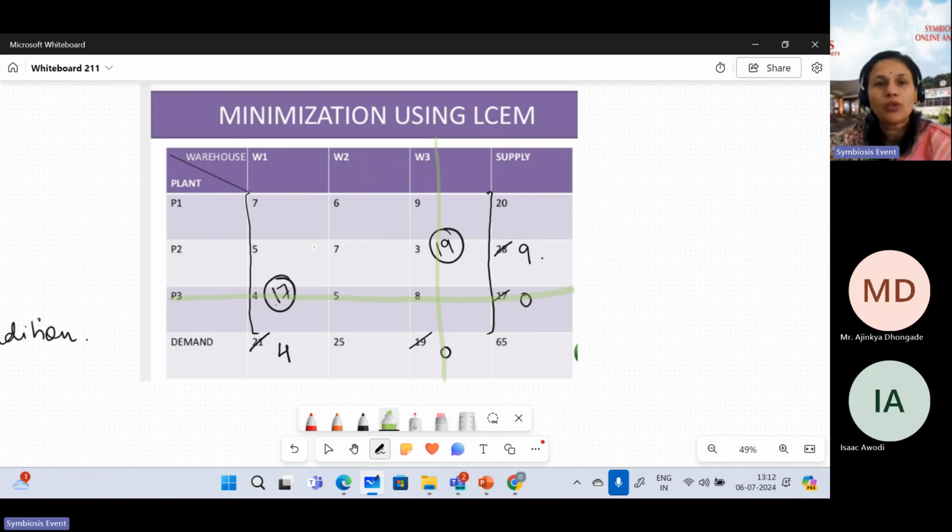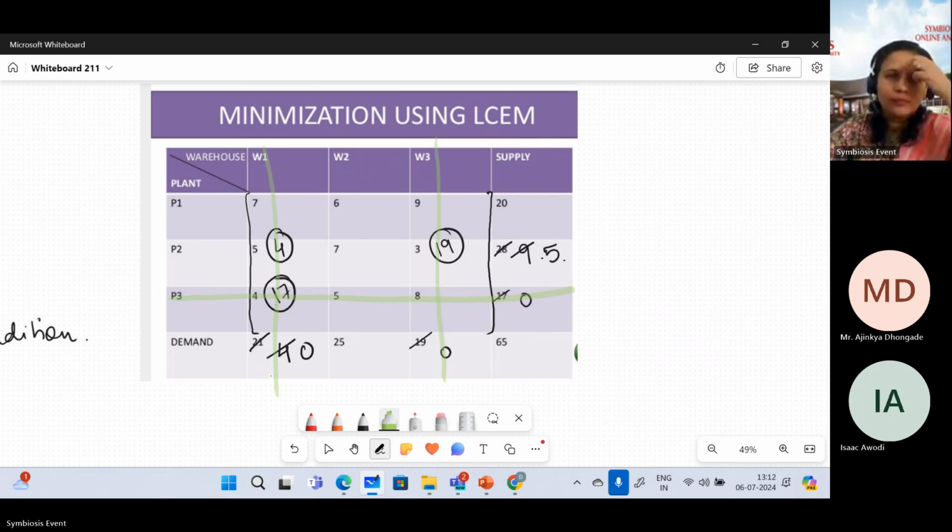These are nothing but per unit costs. Again go for the minimum value. So this is my minimum, 5. For this 5, check demand and supply, 4 and 9. Make an allocation of 4. So this becomes 0 and this 9 becomes 5. Right? And then I can cancel out this entire W1. Fine. Now you can observe here, you're left with two costs, 6 and 7.